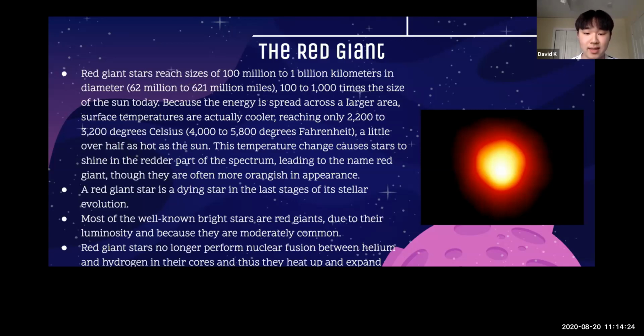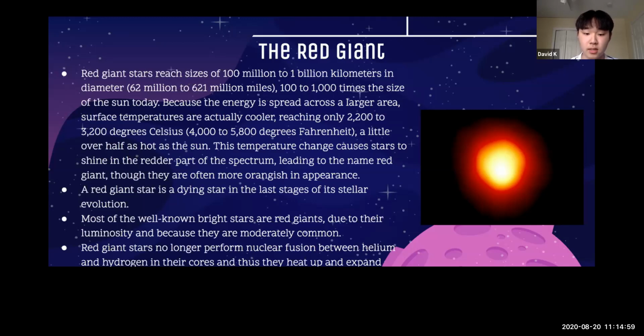This stage is one of the last stages of a dying star's life cycle, and most of the well-known bright stars are red giants due to how bright and how common they are. These red giant stars also no longer perform nuclear fusion between helium and hydrogen in their cores, and they heat up and expand to several times their previous size.